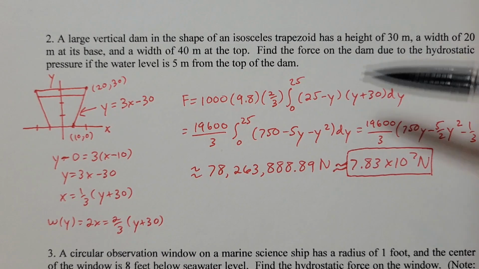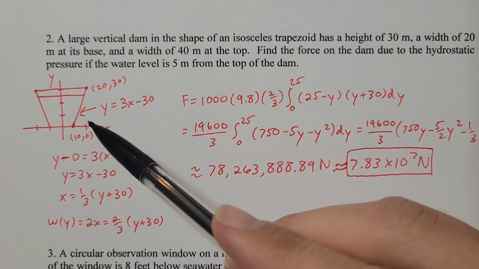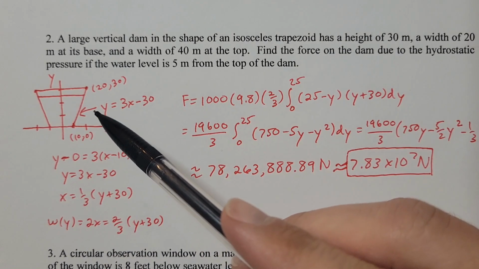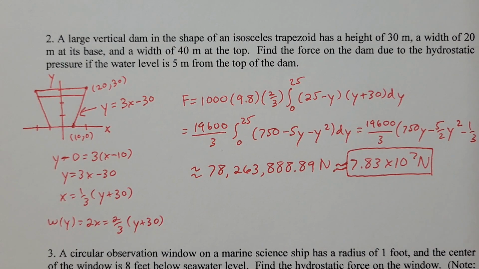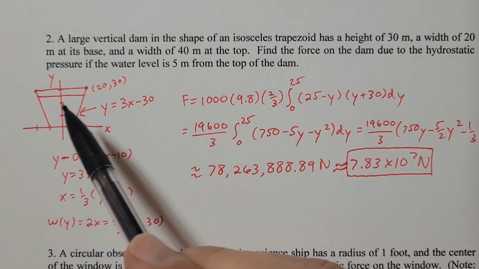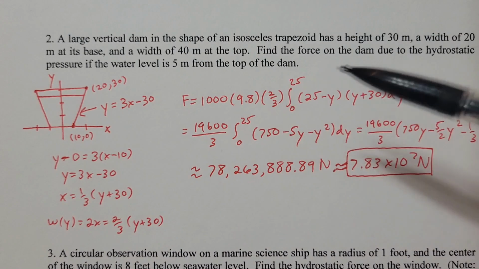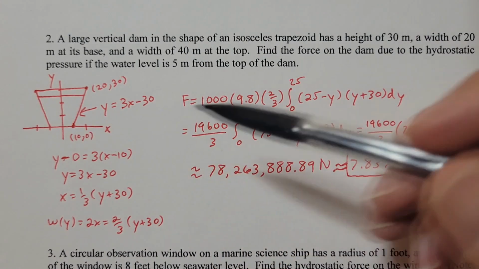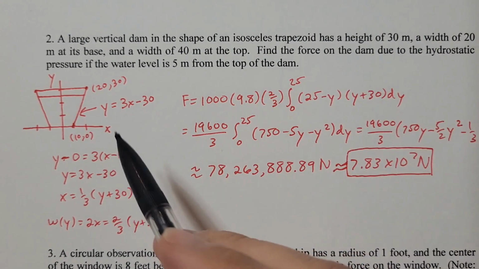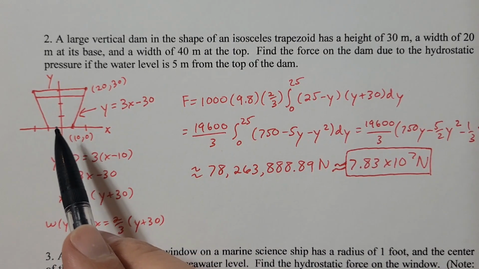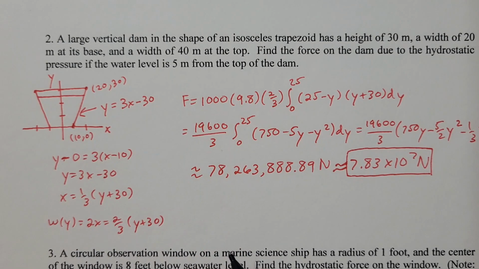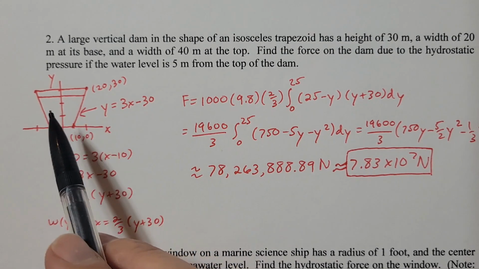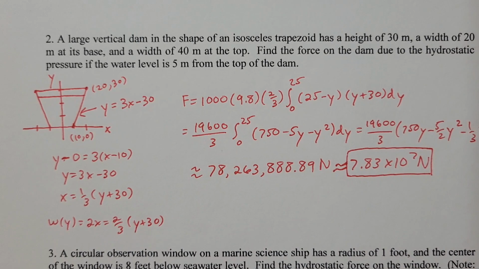The water level is 5 meters from the top. Okay, so the water is 25 meters in the tank. And now we're going to have to know the width function, the width across. And notice how that kind of depends on where we're at here. You know, the width would be changing. So the bottom of the tank is 20 meters, and the top of the tank is 40 meters, right? So it depends on where you're at to get the width across, okay?